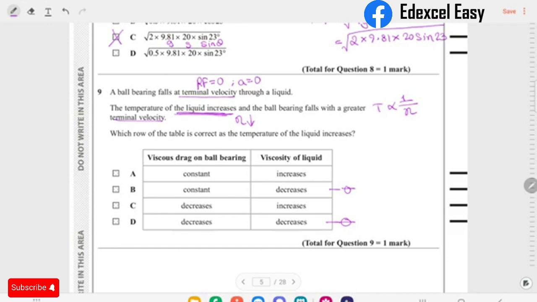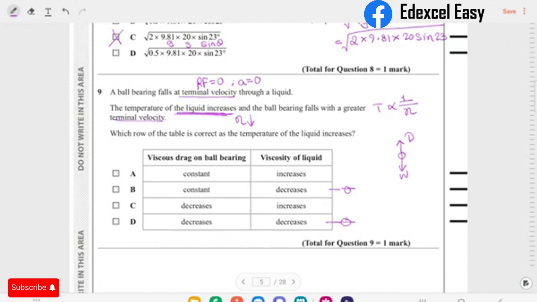So we need to identify now if the viscous drag on the ball bearing remains constant or it increases over this entire journey. As the object was still falling with terminal velocity, that means all the forces should still be constant, right? Since what is actually occurring over here is weight acts downward and drag acts upward, right? So it doesn't matter if the viscosity changes, weight will not change. So if weight doesn't change, the drag force cannot also change. So obviously they must be at the same magnitude. The forces will just remain the same.